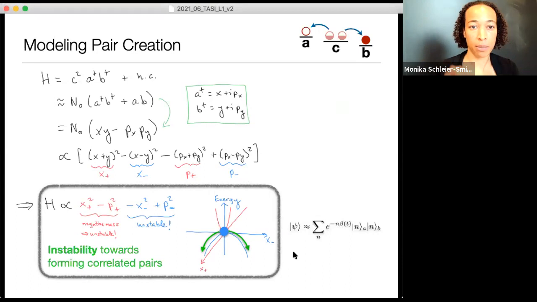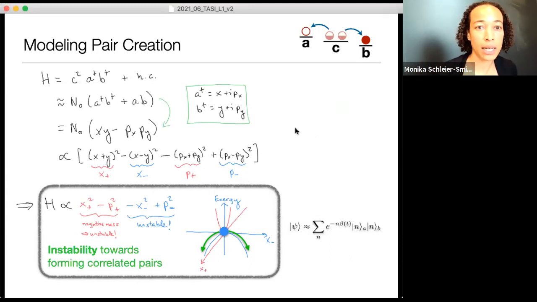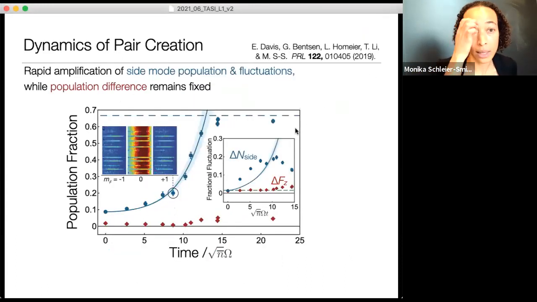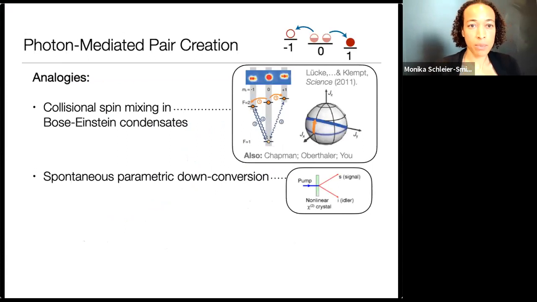This prepares some kind of an entangled state, and that shows up here. There are large fluctuations in the populations of these two states, +1 and -1, but they're correlated. Okay. This is just to illustrate the instability. The population in these +1 and -1 states takes off exponentially. This is a phenomenon that has been studied in other physical systems, notably with collisional interactions that create these correlated pairs in Bose-Einstein condensates. It's also a little bit like creating correlated photon pairs.